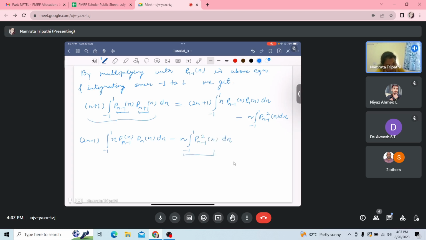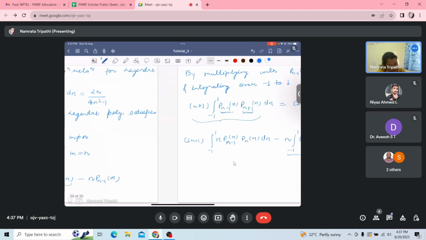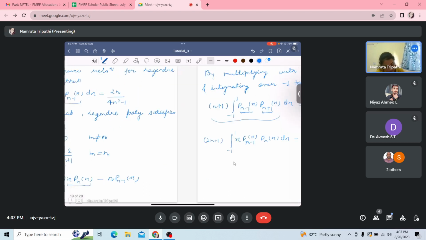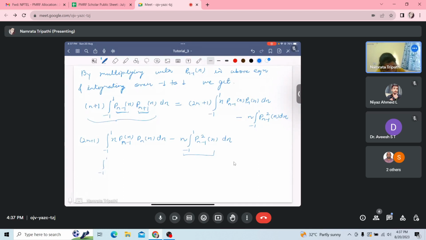Can you calculate the integral from minus 1 to 1 of Pn minus 1 square with the help of the orthogonality relation? Simply put n minus 1 and n minus 1 here, both are n minus 1. So you will get 2 upon, at the place of n you have to put n minus 1, giving 2n plus 1 and 2n minus 1.